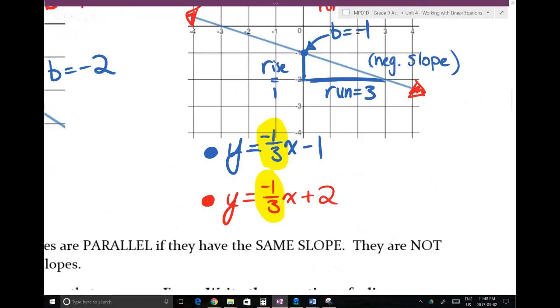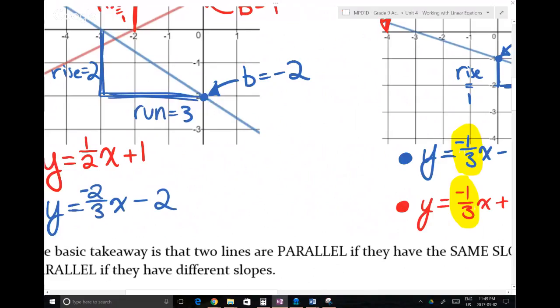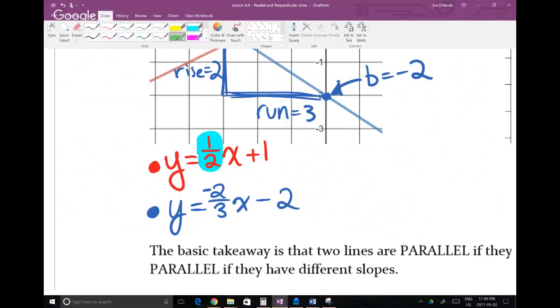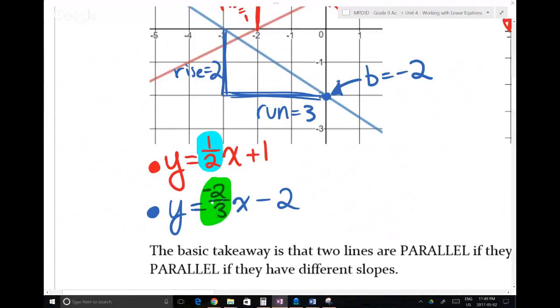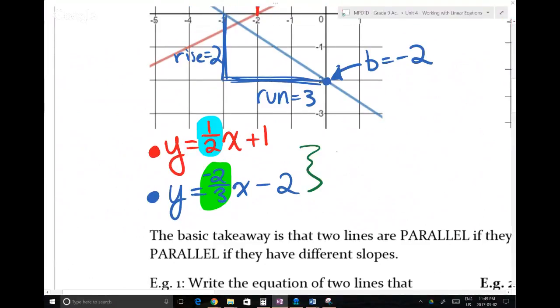Over here, we have the same slope. But if we go over here, we have not the same slope. We have different slopes.